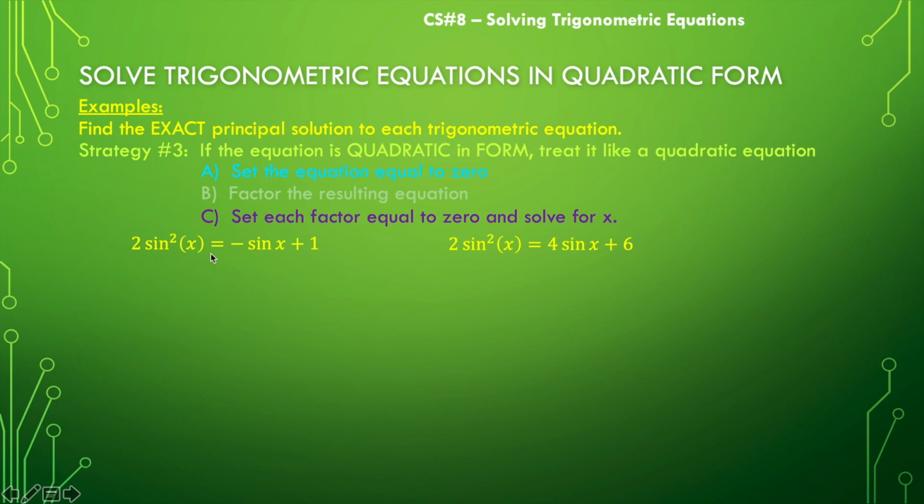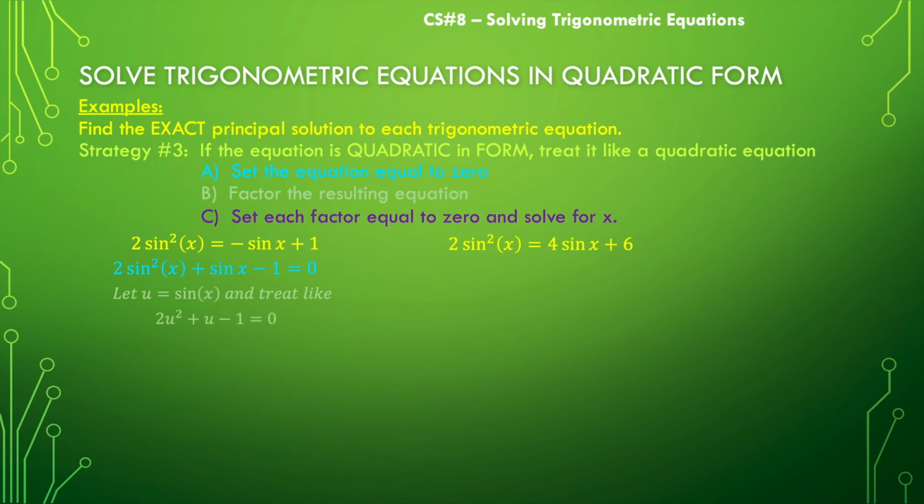2 sine squared of x is equal to negative sine of x plus 1. All right, and in this case, we're going to bring everything to the left-hand side. So that will be 2 sine squared of x plus sine of x minus 1 is equal to 0. And then I will write this as a quadratic without the trig function. I will let my substitution be u is equal to sine of x, and then substitute that in. So I'd have 2u squared plus u minus 1 is equal to 0.